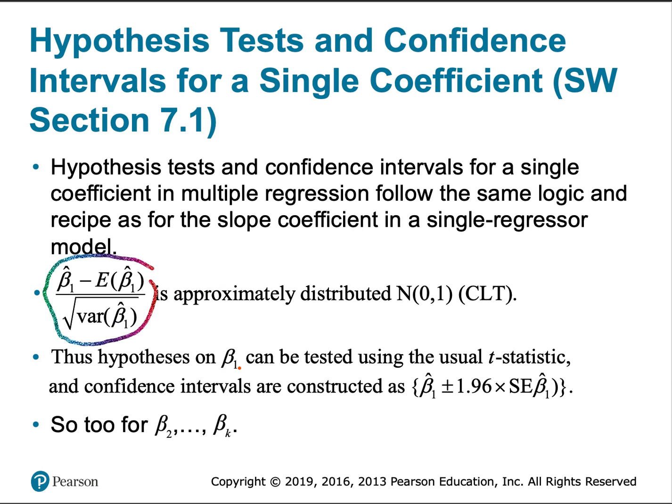So the hypotheses on beta 1 can be tested using the usual t-statistic. Confidence intervals are constructed like so. Here we have an example of the 95% confidence interval, beta 1 hat plus or minus 1.96 times the standard error of beta 1 hat. And we would do the same for all of the coefficients in our multiple regression model, beta 2 through beta k.